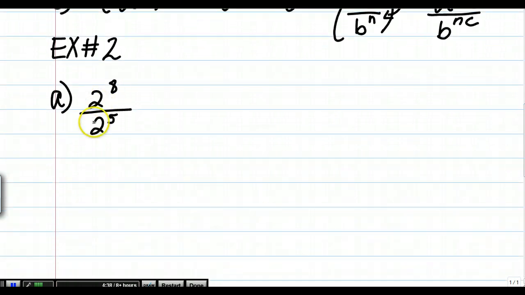Here, remember, we have the same base, so we can subtract these, and we would do 8 minus 5. Well, we know the base number is going to be on top, and 8 minus 5 is 3. And you can simplify that to 8, because 2 times 2 times 2 is 8.